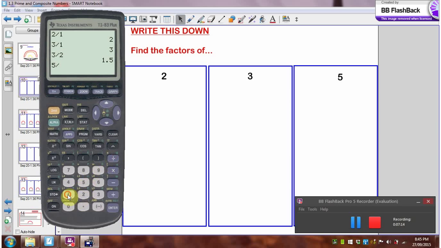5, same thing. 5 and 1 is good. 5 divided by 2, we get a decimal. So 2 is not a factor. It doesn't go on our factor rainbow. 5 divided by 3, same thing. 3 does not go on our factor rainbow. And 5 divided by 4, same thing. So the only factors would be 1 and 5.